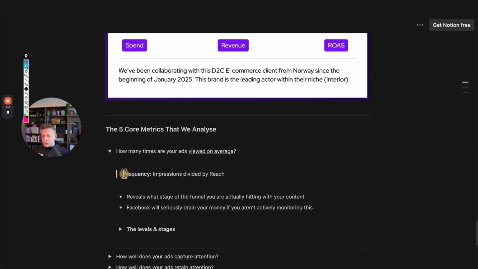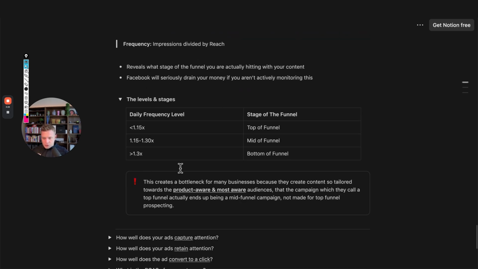But basically, frequency on a daily level is very important to understand, because this tells you what stages of the funnel you're actually targeting. And quickly, just to cover it, anything above 1.15 on a daily frequency level starts to get outside of the top funnel. So you want to be below 1.15 in your top funnel. Then you want to be between 1.15 and 1.3 in your mid funnel, and anything above 1.3x is considered bottom funnel.